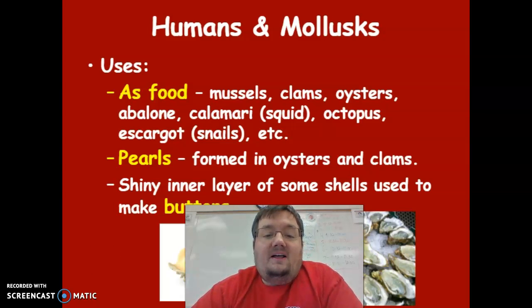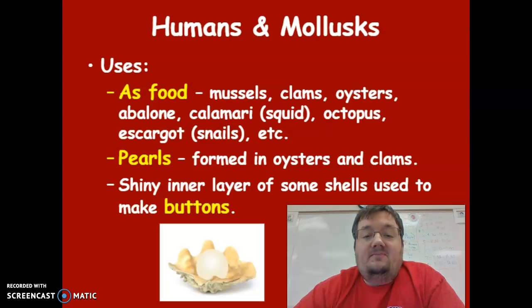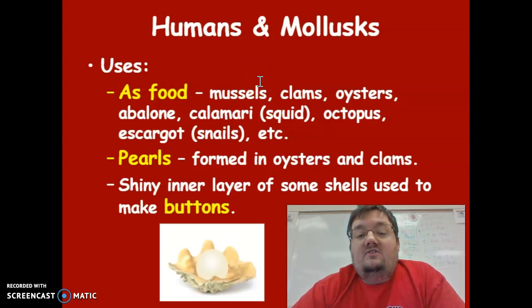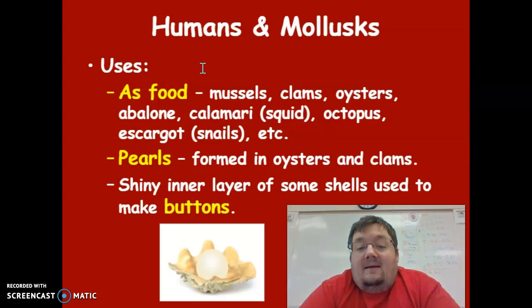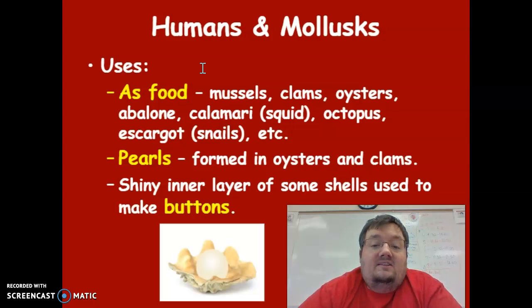We talk about how humans use mollusks. Well, the main thing would be we use them for food, right? So maybe you like some of these foods, maybe you don't. They're all pretty delicious if you've had them, I would say. So mussels, clams, oysters, abalone, calamari is squid, octopus, escargot. That's the one thing I guess I wouldn't eat. I don't have a desire to eat snails, but squid's good if you ever had it. So are clams. Other uses that we use for mollusks, oysters and clams sometimes form pearls. We use those for jewelry, and sometimes the shiny inner layers of their shells might be used to make buttons.